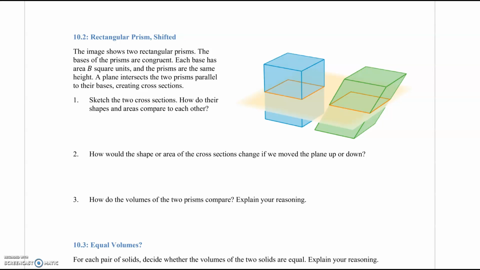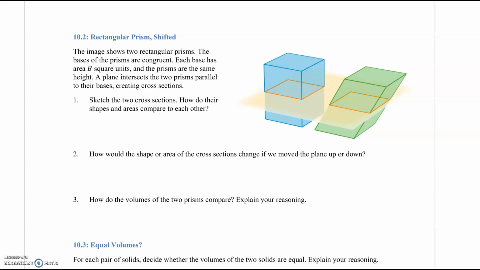Okay, Unit 5, Lesson 10.2 here, Problem Set 2. What we're going to do is start looking at cross-sections and how cross-sections compare, and what they have to do with volume.